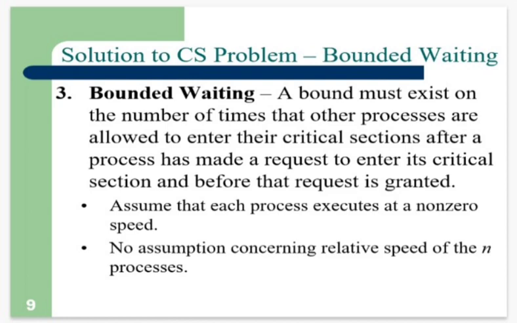Bounded waiting. A bound must exist on the number of times that other processes are allowed to enter their critical sections after a process has made a request to enter its critical section and before that request is granted. Assume that each process executes at a non-zero speed. No assumption concerning relative speed of the n processes.